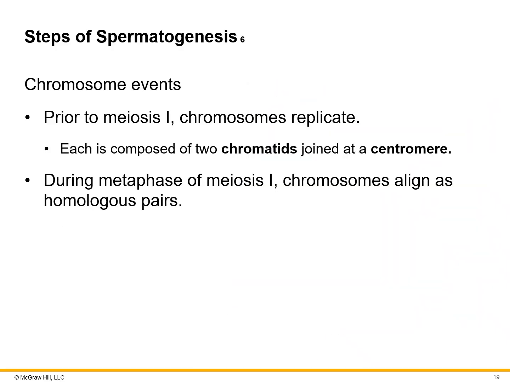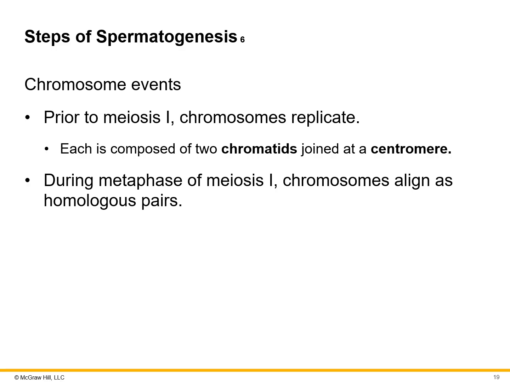Okay, so we talked about meiosis, talked about mitosis. We're going to continue with meiosis. Prior to meiosis, your chromosomes replicate, meaning they clone themselves. Each is composed of 2 chromatids joined at a centromere. If I could go back, I would tell y'all to look at slide 21. During that phase of meiosis 1, the chromosomes align as homologous pairs.